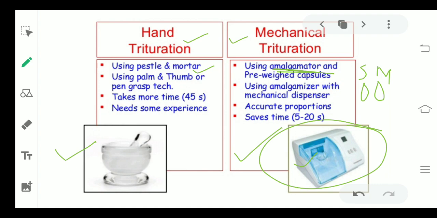So in hand trituration, as I told you, you use a pestle and a mortar, using palm and thumb, and the pen grasp technique can also be used. It takes more time and needs a little experience. Using an amalgamator, pre-weighed capsules are present. You just have to fit the capsules in the machine and start the machine. Then using an amalgamator with a mechanical dispenser, accurate proportions should be known and it saves time.